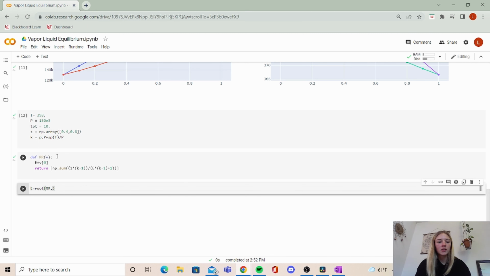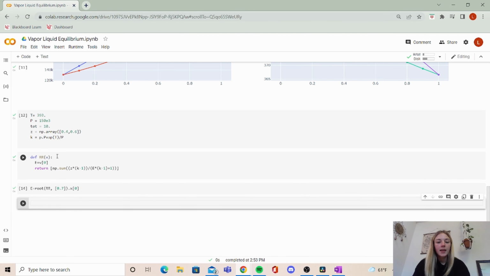Got our equation, and then we need to supply a guess. So because this is going to be a mole fraction, we want something between 0 and 1. So I'll just put 0.7 for now. And then we just want that one term, so we'll call it out just like that. And now we can use this information to solve all 4 of our unknowns.